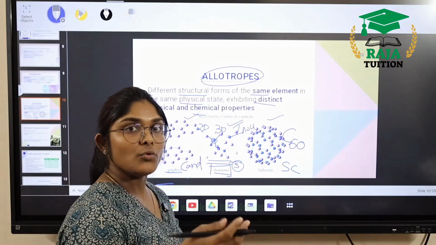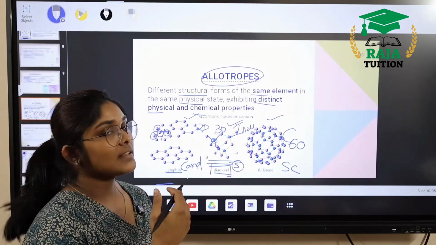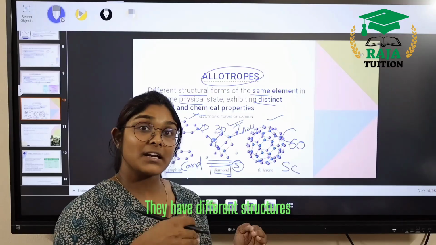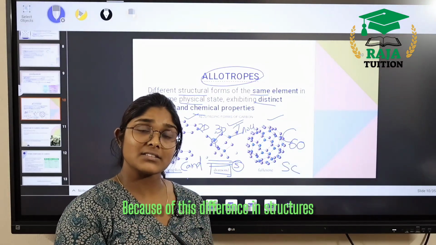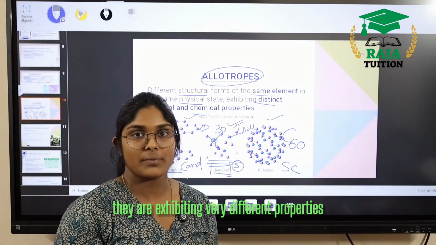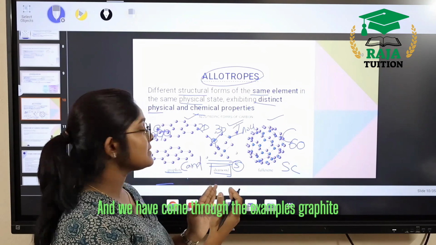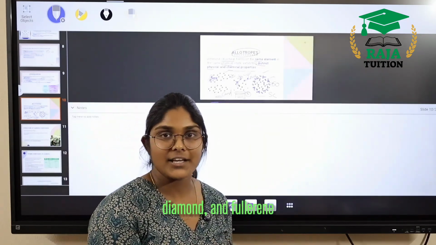So under the topic allotropes, what does it actually say? They have different structures. Because of this difference in structures, they exhibit very different properties. And we have gone through the examples graphite, diamond and fullerene.